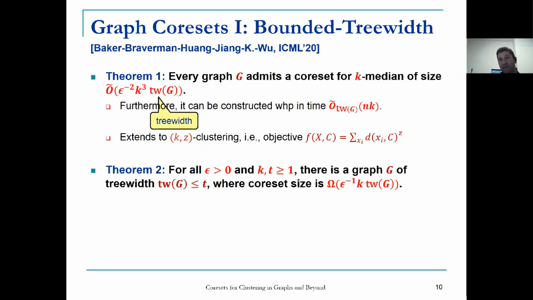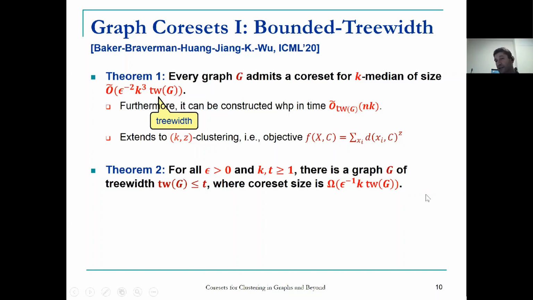graph with tree width t, for which every coreset will have to have large size. How large? The bound that we prove is epsilon to the minus 1 times k times the tree width. So it has to have linear dependence on the tree width. If you compare to the upper bound, it has linear dependence on tree width. The lower bound has linear dependence on tree width. So at least in that parameter, we are tight. In the other parameters, you can see we're not tight.